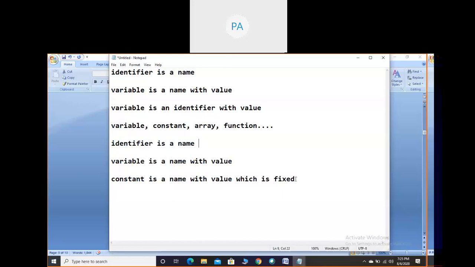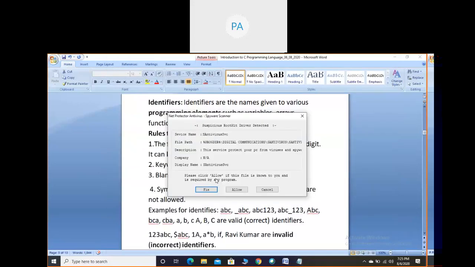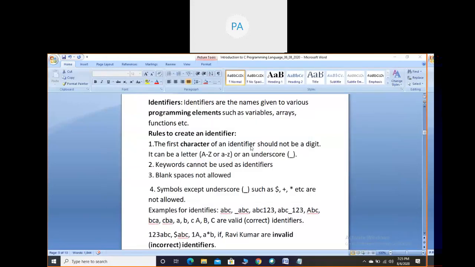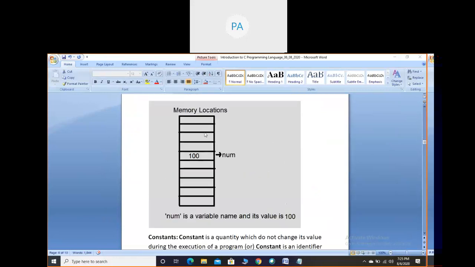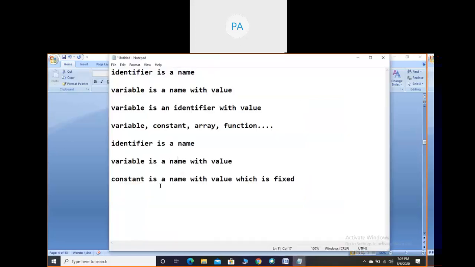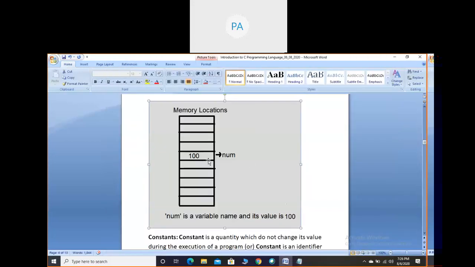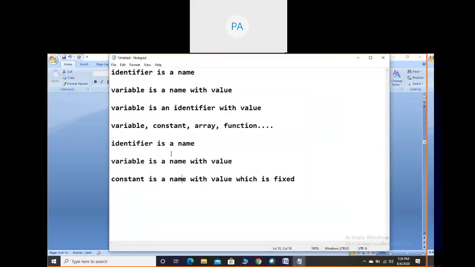That's all. If you consider the last two definitions, variable is a name with value, now we get a question: name given to what? Name given to the computer memory location. Name given to any of these computer memory locations is nothing but the variable, where the value is stored, which can change. Next, constant is a name given to the computer memory location where the value is stored, and that value is fixed. That is the difference between variable and constant. The similarity is both are identifiers. The difference is variable value may change, constant value will not change.